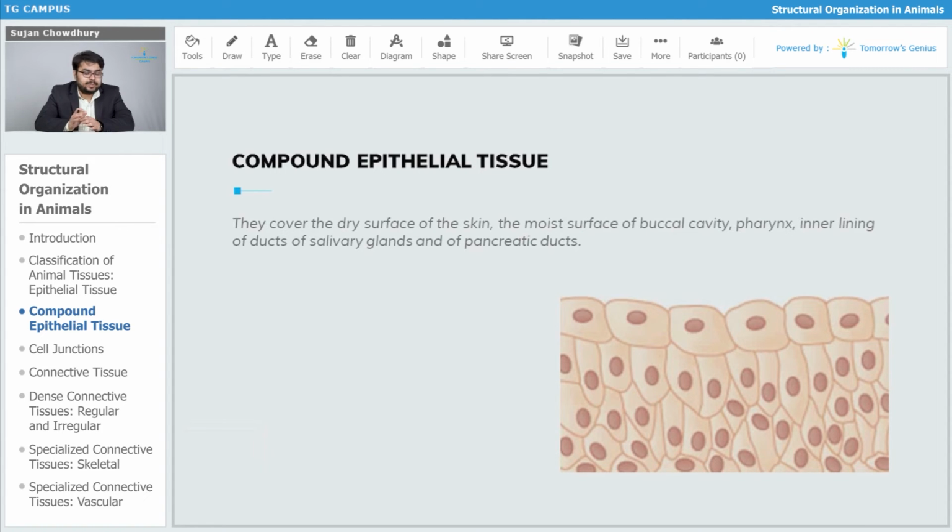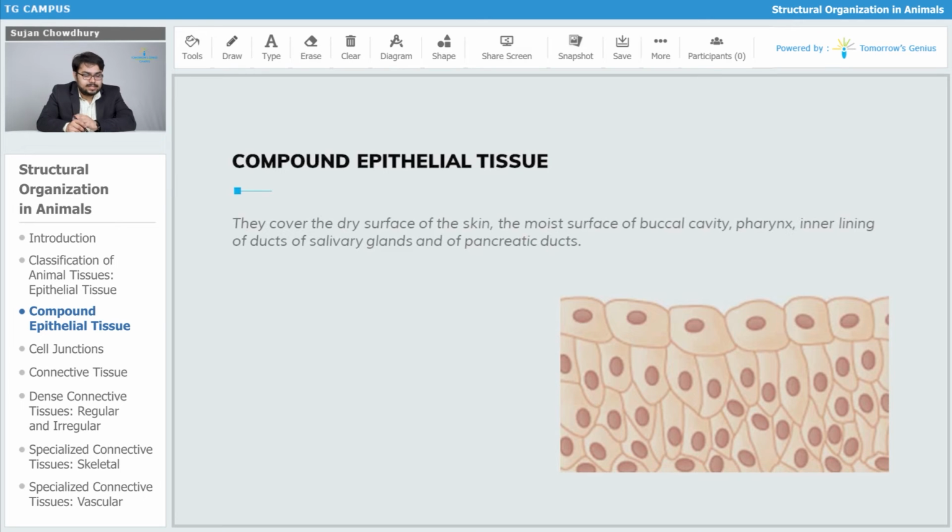This type of epithelial tissue covers the dry surface of the skin. The dry surface of the skin is covered by compound epithelium so that it can protect the inner contents of the skin epithelial part.